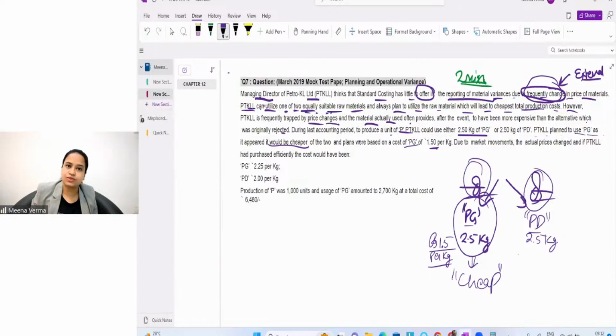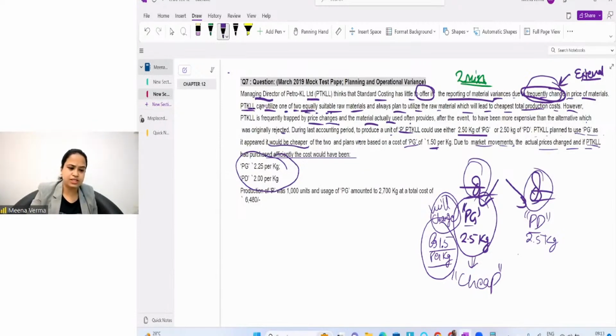This is the cost of this material. Due to market movement, the actual price changes. But what is happening? This price will change, because the market is changing, right? This will change. And if PTKLL had purchased efficiently, the cost would have appeared. What? This will be the cost. This is how the price will change, right?